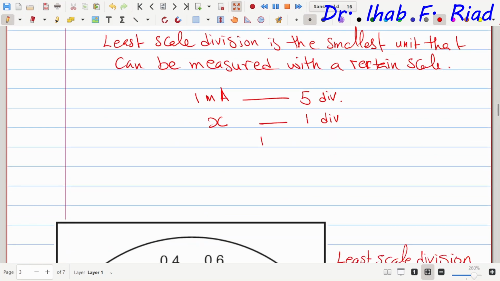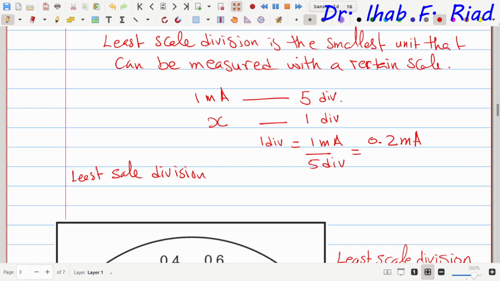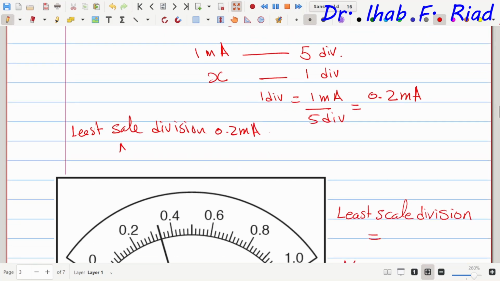So one division is what? It is 1 milliamp divided by 5 divisions. It is 0.2 milliamp. So the least scale division above is 0.2 milliamp. So how is delta, or the absolute uncertainty in this scale, related to the least scale division?